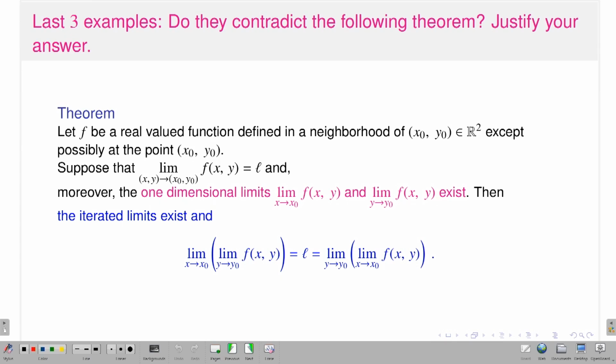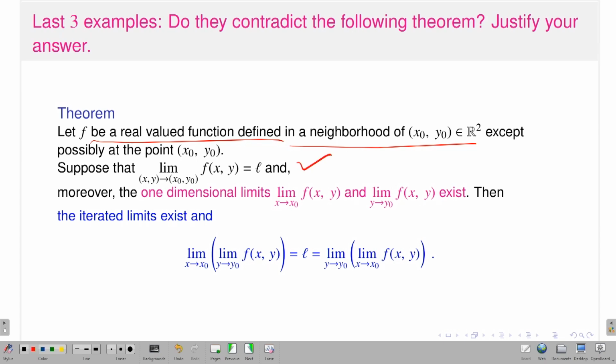So let's see examples. Do they contradict the following theorem? In other words, look at the statement of the theorem. It says, let f be a real valued function defined on a neighborhood of a point x0 y0 in R2, except possibly at the point. Of course, I want to talk about the existence of the limit at the point x0 y0. As I already said, it is not necessarily a point in the domain of f.